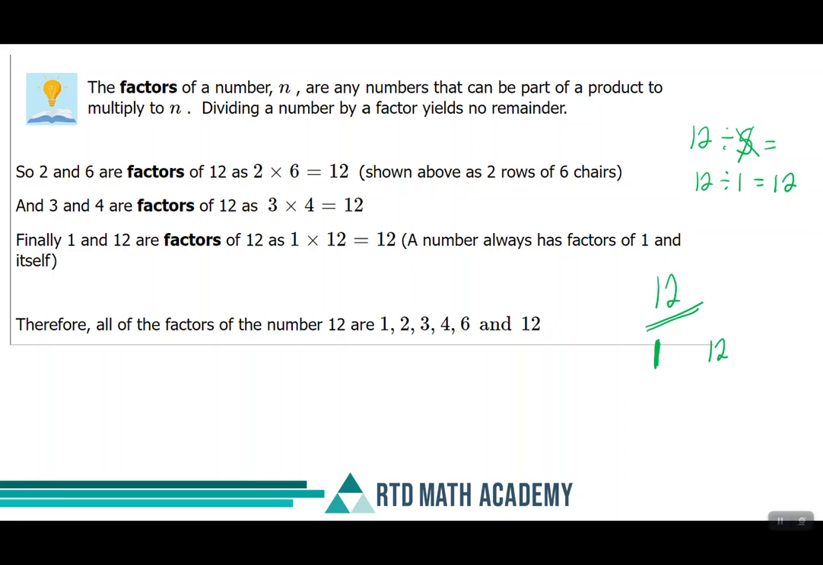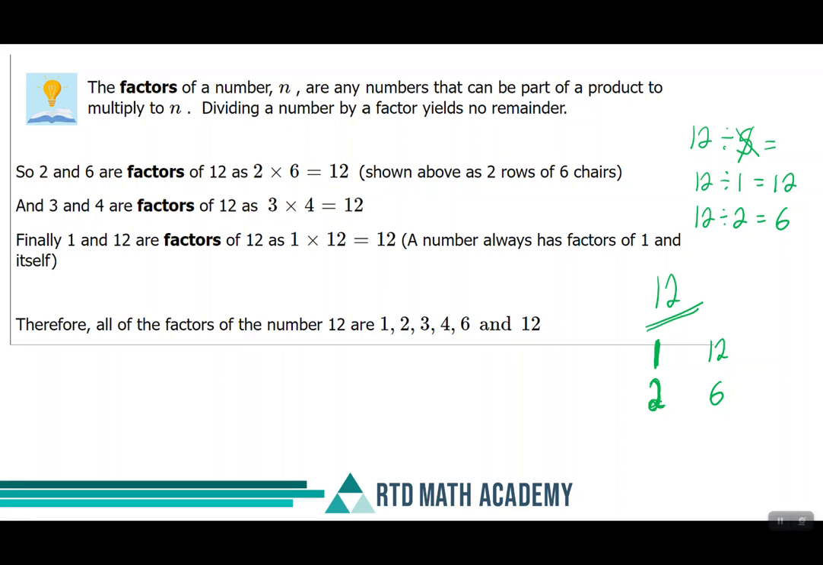Right? I'm going to keep going up the list, and I'm going to go with the number 2, next easiest number. I know if I took 12 and divided it by 2, because 12 is even, I'm going to get half of 12, which is 6. So I know that 2 multiplied by 6 is also going to multiply to 12. So now all of a sudden we have 4 factors: 1, 12, 2, and 6.